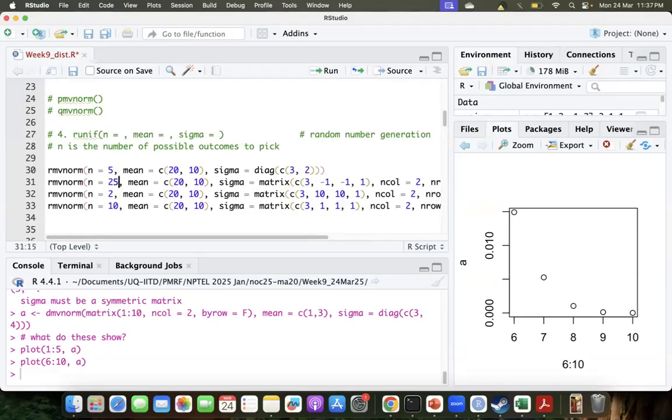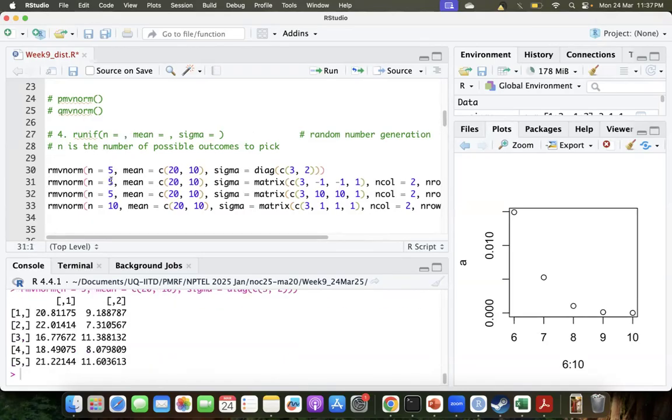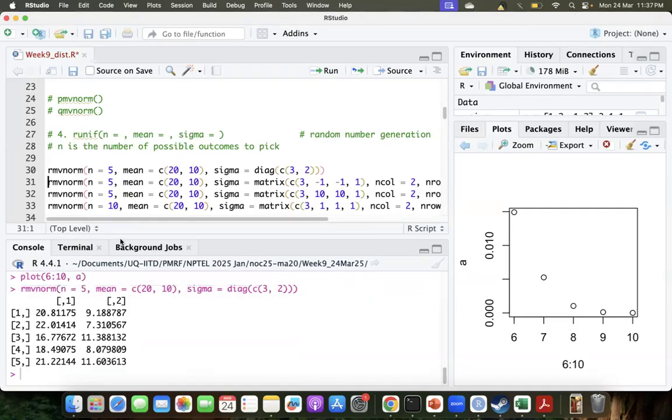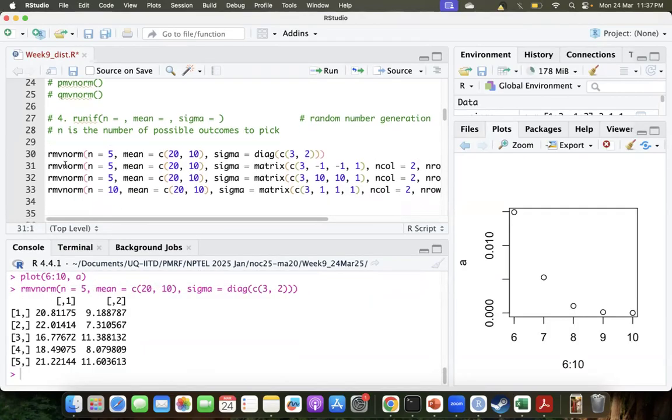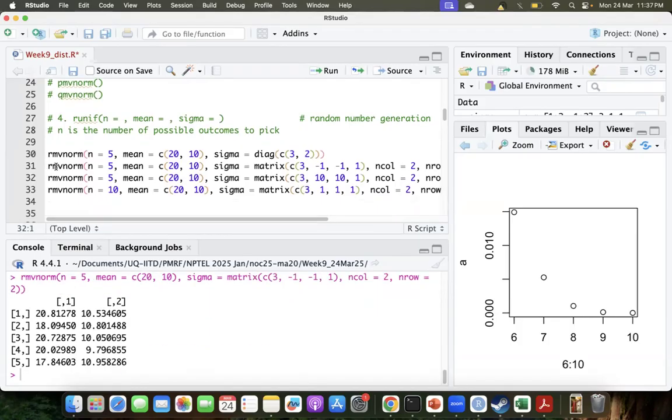Let me actually write something else because 2 can be confusing. So this is what it looks like. Okay, that's your X and Y. So you've got 5 pairs of random numbers. This is giving you another 5 pairs of random numbers.